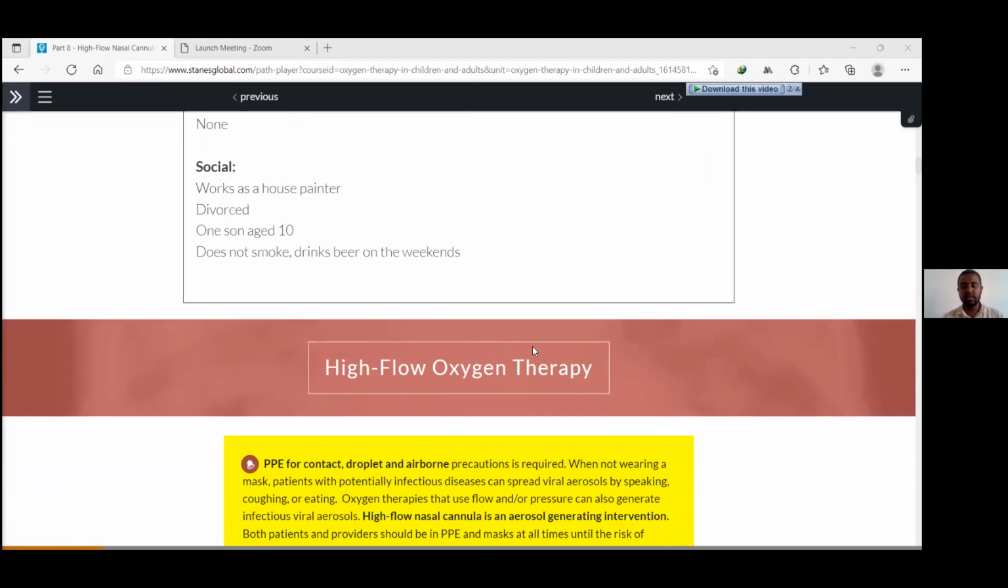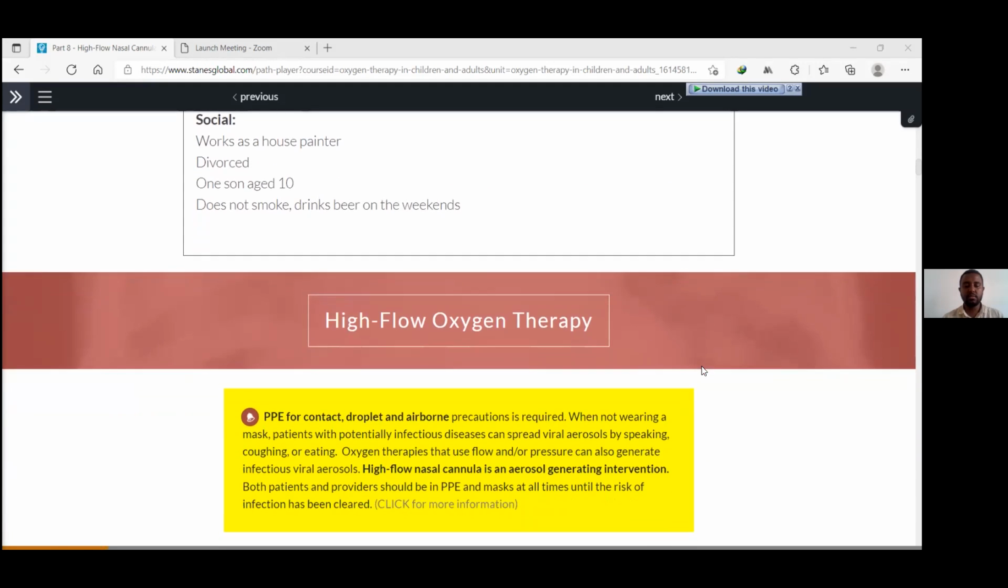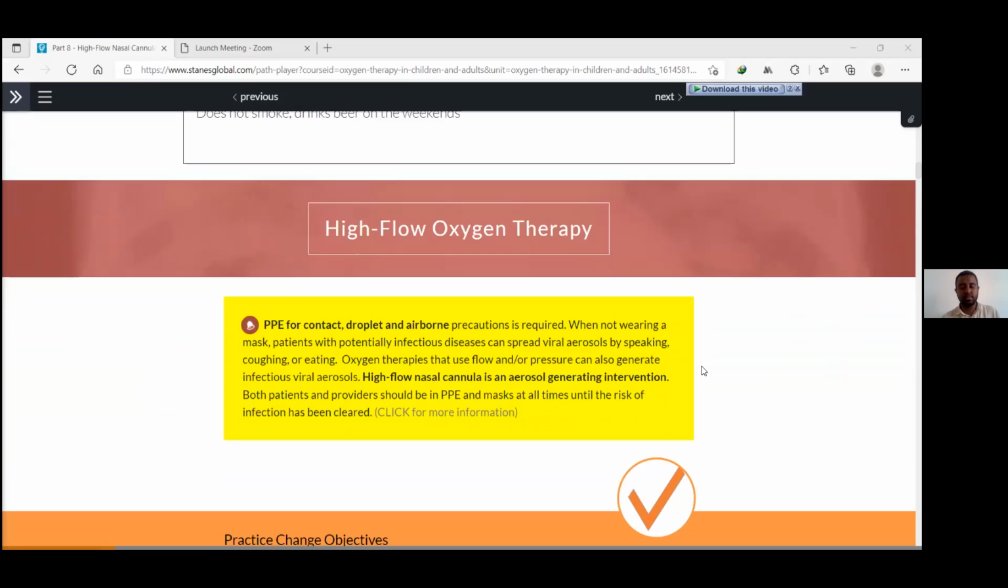We'll go through case updates as we go through our learning process. So I'll start with high flow oxygen therapy. Before I go through this, there is some notice I want to give, because high flow oxygen therapy and NIV are considered to be aerosol generating interventions. So we need to be careful.